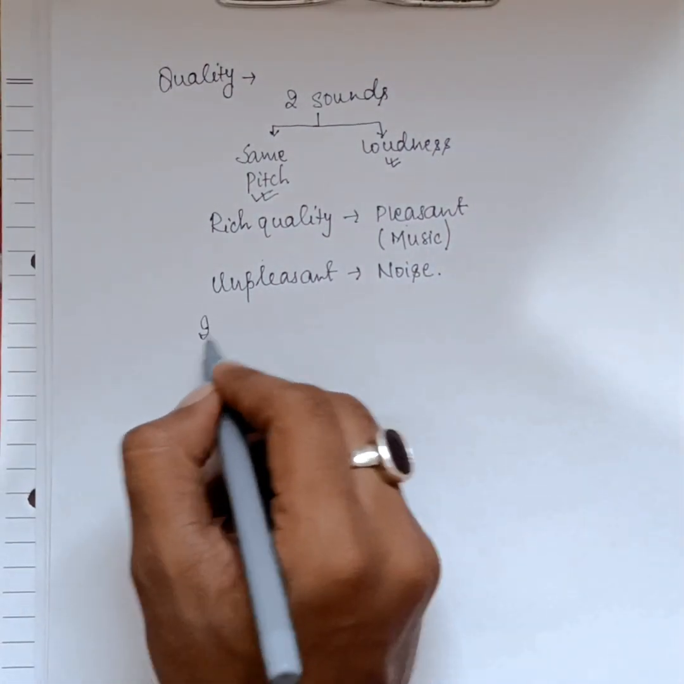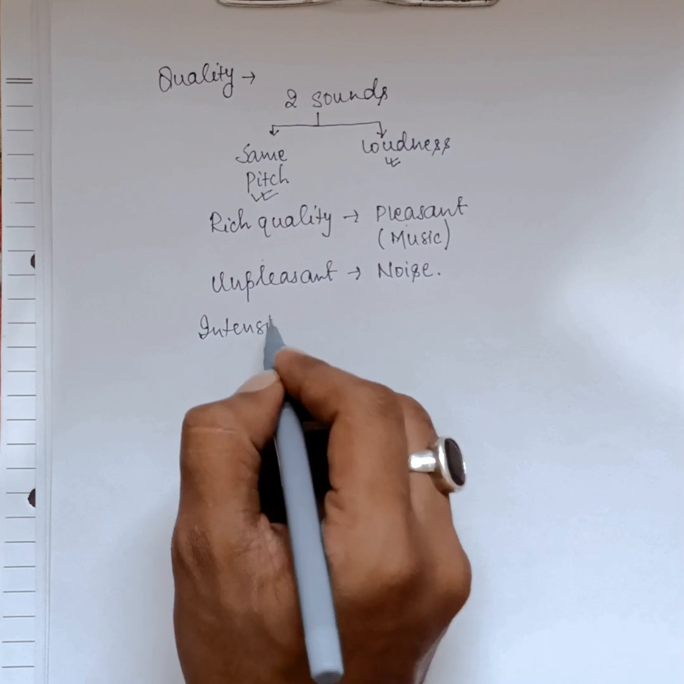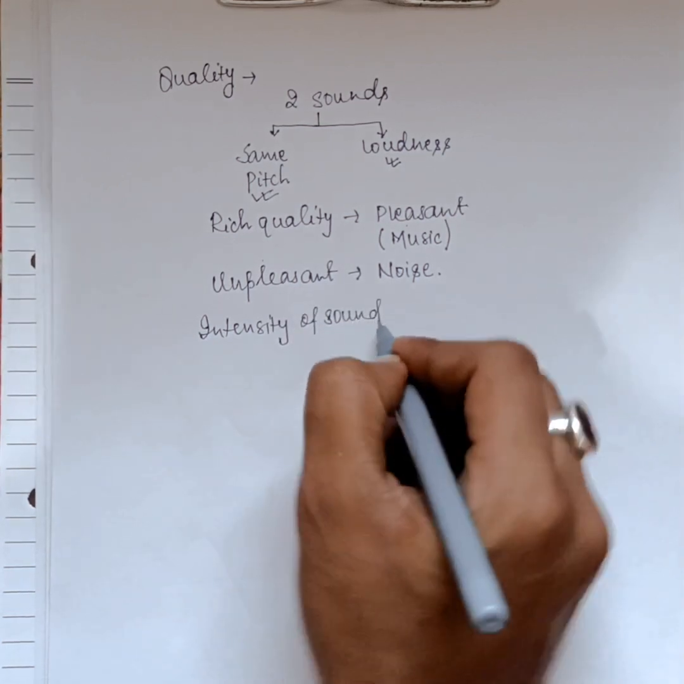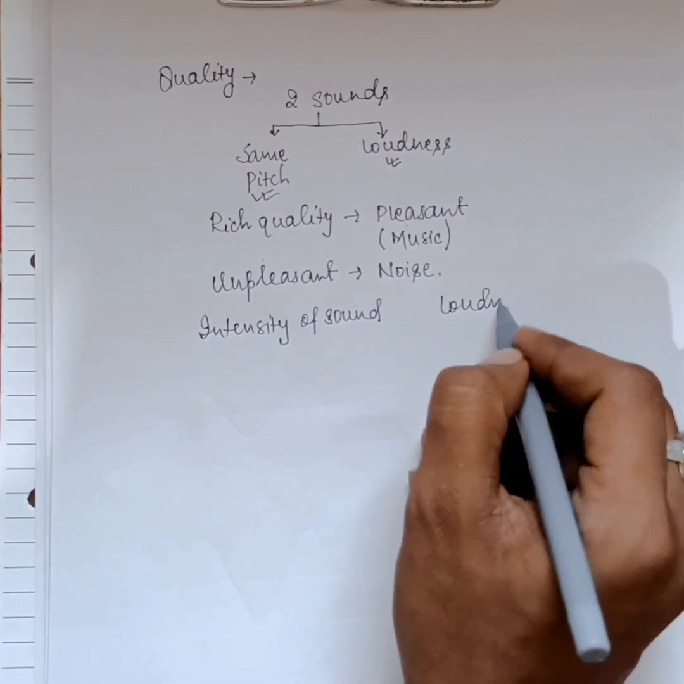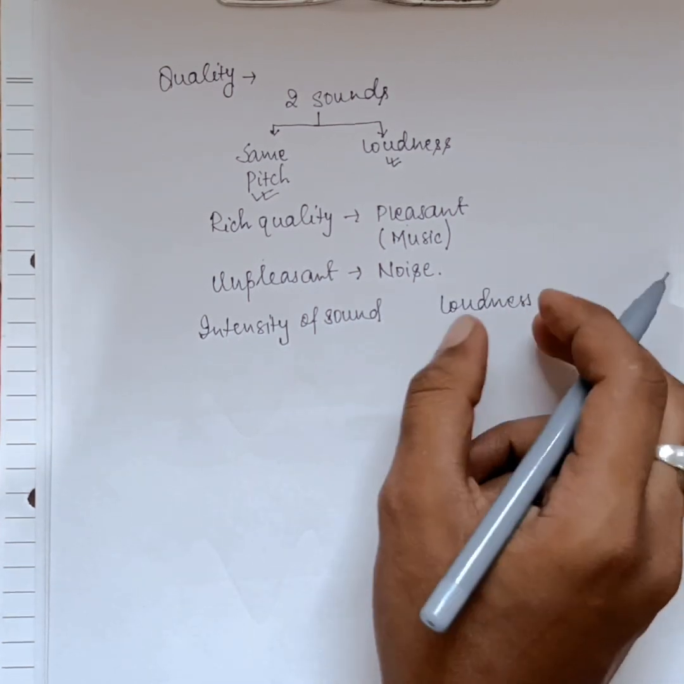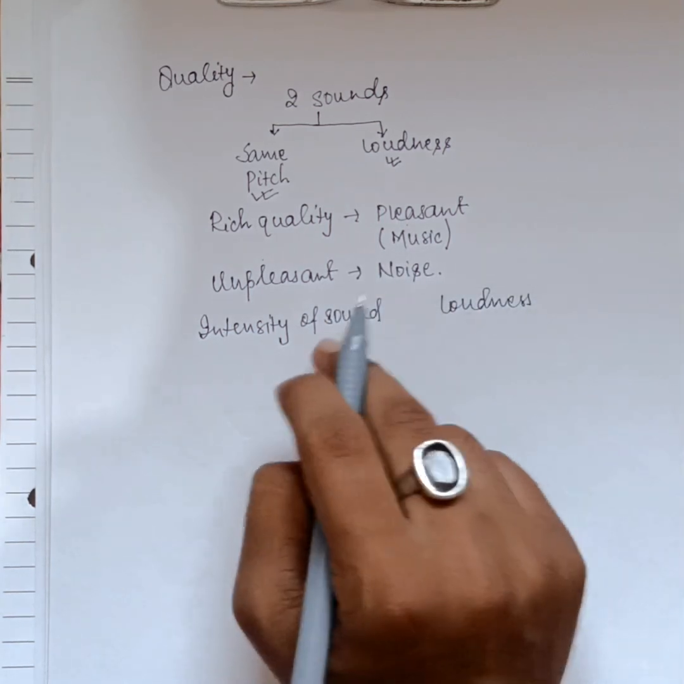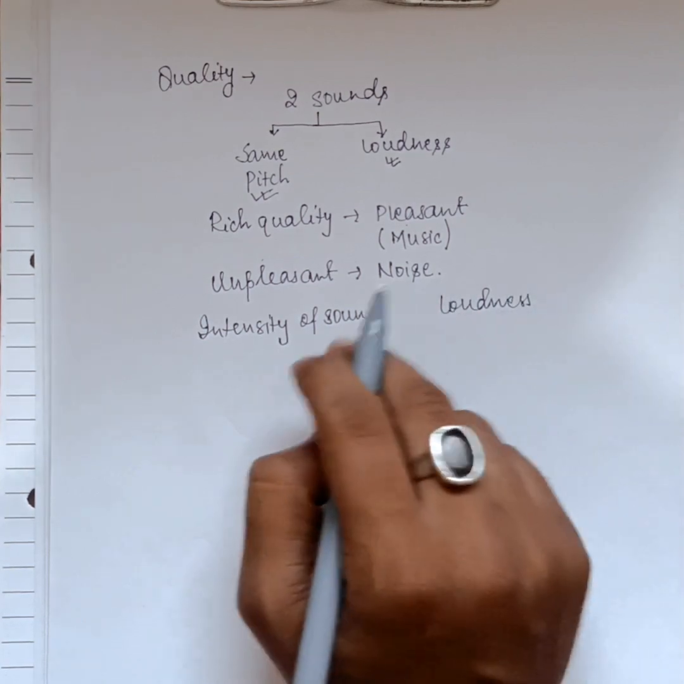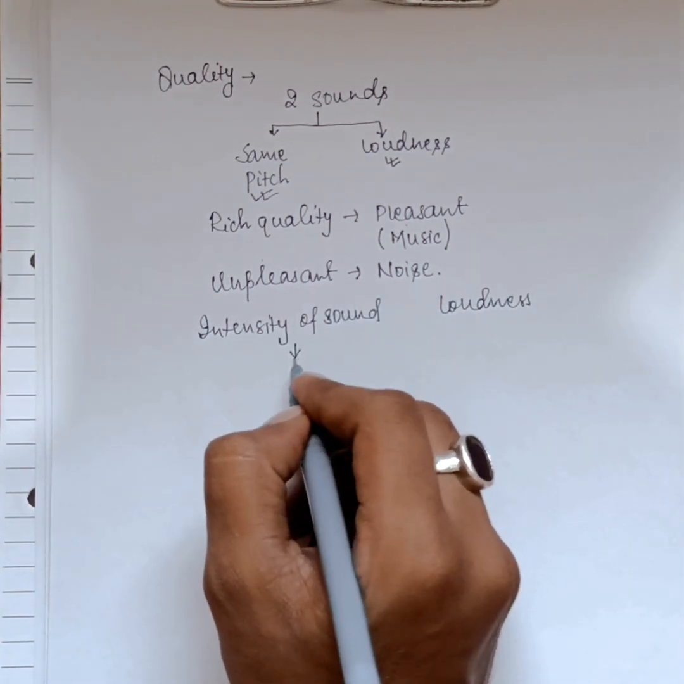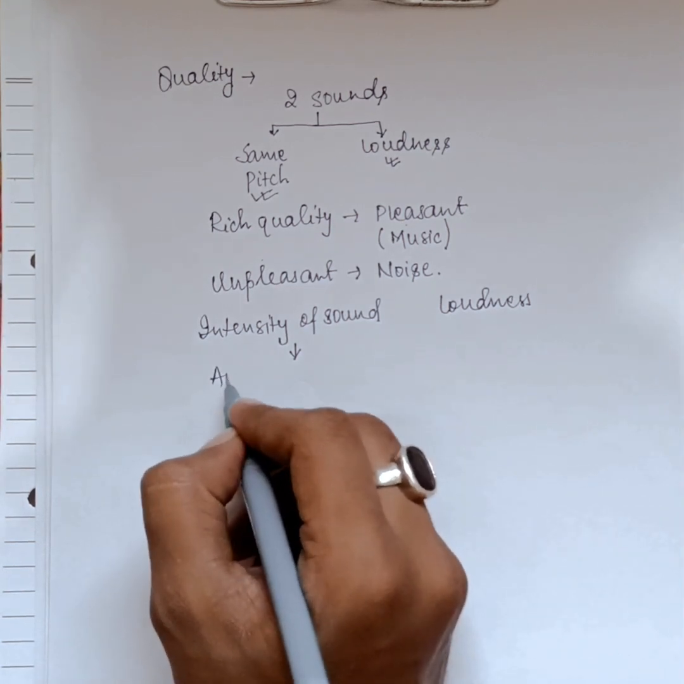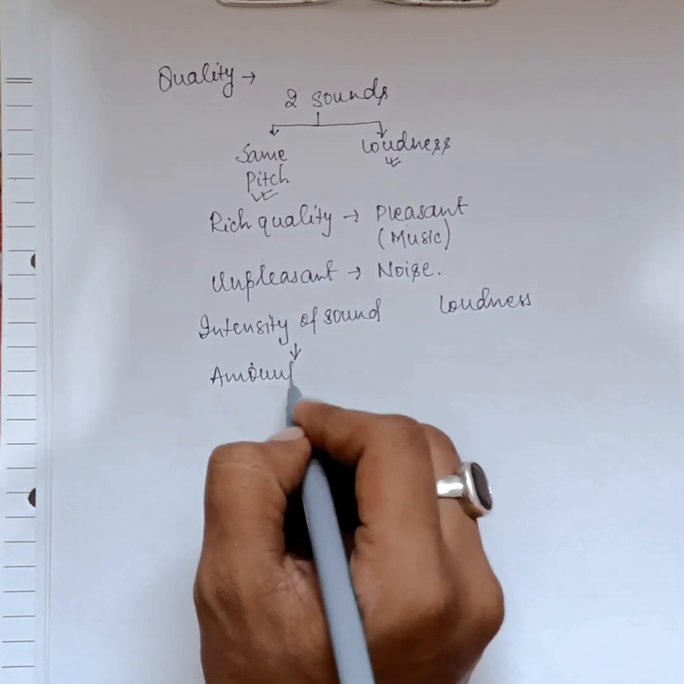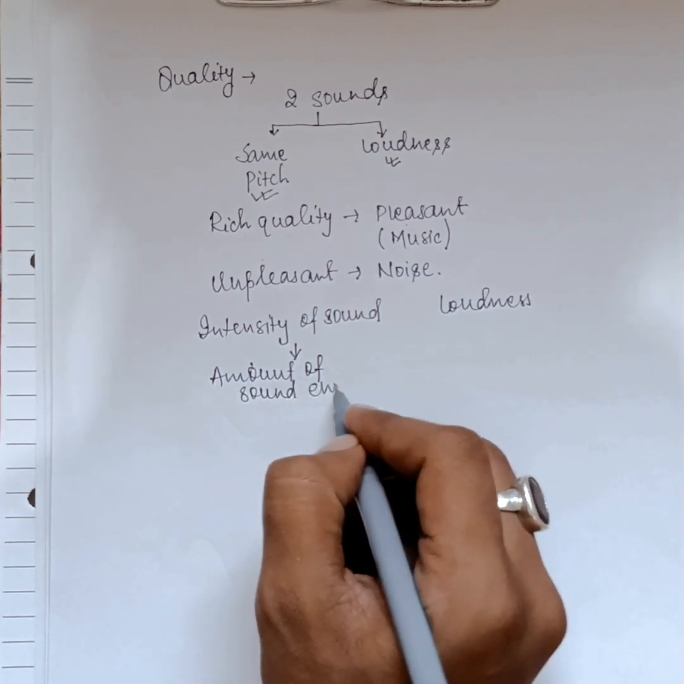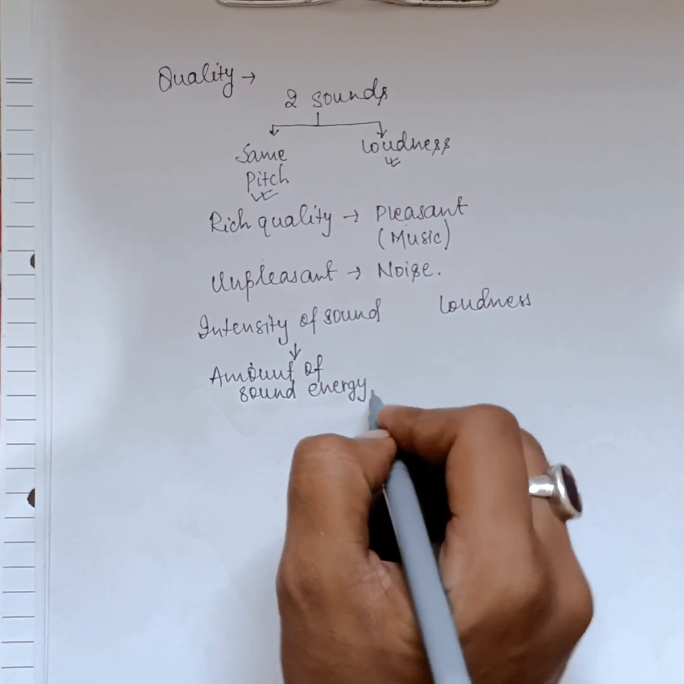Now students, there is one more thing. The intensity of sound, and the other thing is the loudness of sound. Students used to confuse both the terms. Sometimes both these things are used corresponding to each other, but they are different. How are they different? Intensity is the amount of sound energy which is being propagated through a unit area.